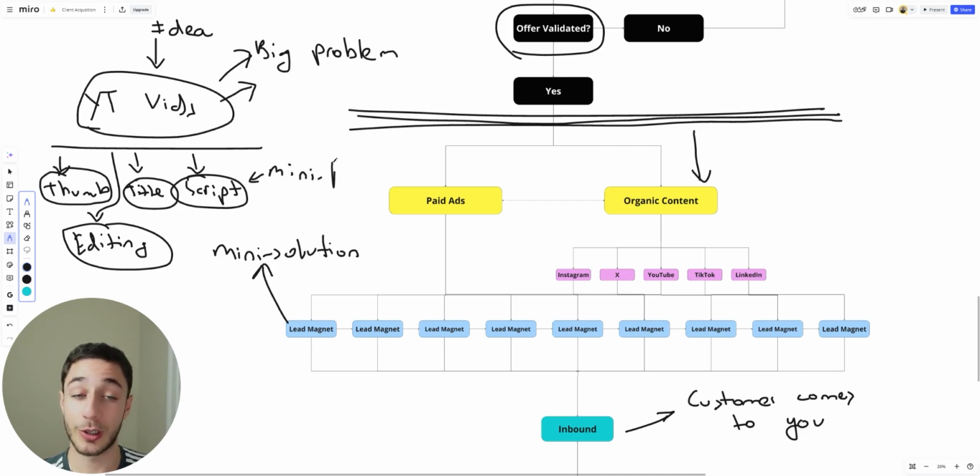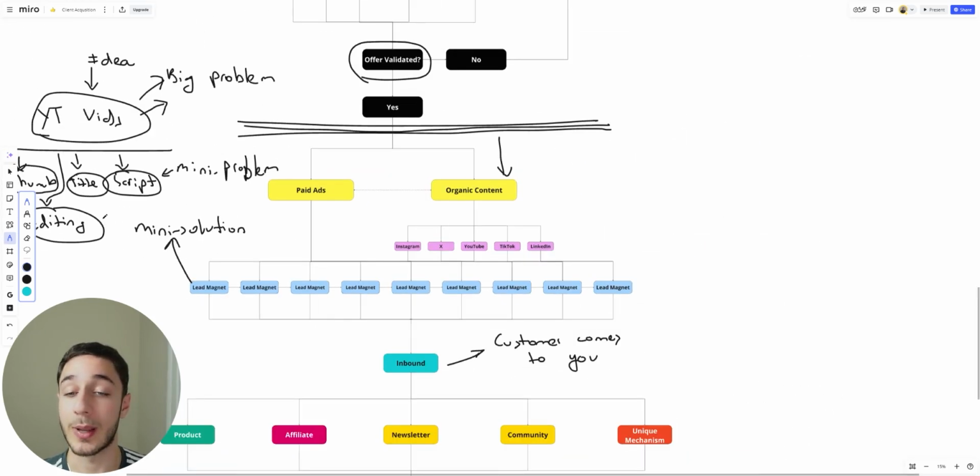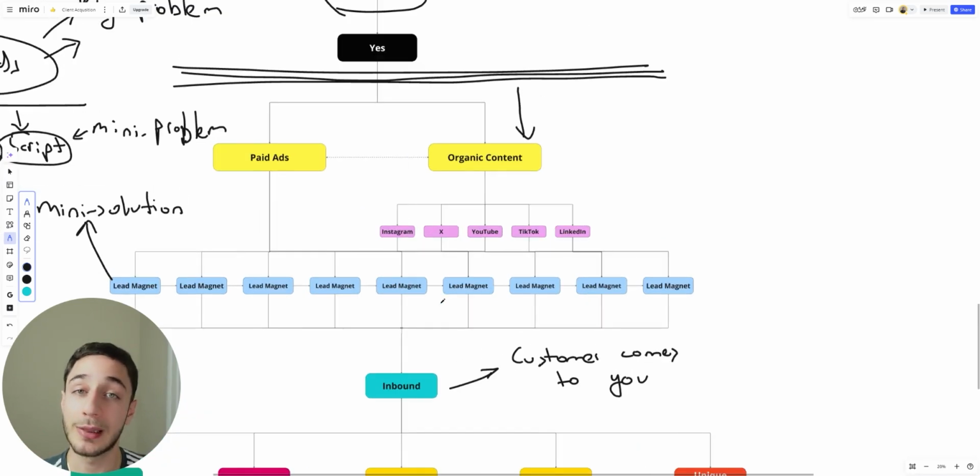And as you might have already guessed, these mini solutions are for these mini problems. So let's say I have the SaaS, right, that helps content creators make YouTube videos. What I would do is all the actual content that I make on YouTube would have something to do with these mini problems. So one day maybe I can post how to make a great thumbnail, or what makes a great thumbnail, or 100 of the best performing thumbnails of all time. And that would be my lead magnet, right?